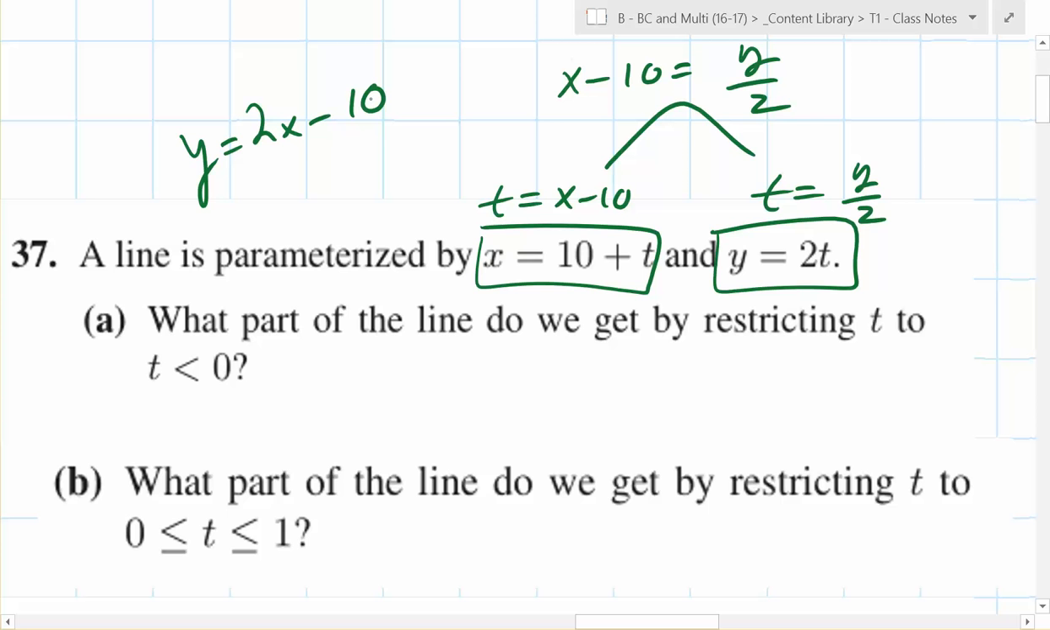Minus 10, right? 20. Oh, I can almost do basic math. Thank you. I need a chaperone. I really need a chaperone.